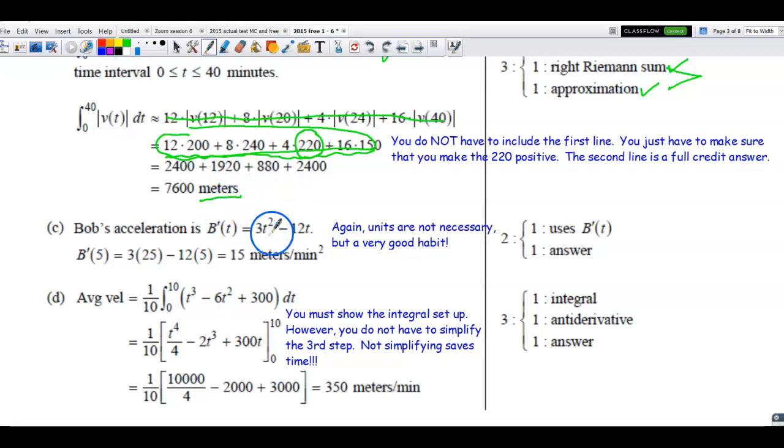So when we take the derivative of Bob's velocity, we get 3t squared minus 12t. Then you're going to substitute the 5. You can leave your answer just like that; in fact, you don't even have to make 5 squared 25. You could have this just be 5 squared, and that would be a sufficient answer. Or, of course, simplifying it to 15 would give you the correct answer. 1 point for using B prime of t, and 1 point for the answer.